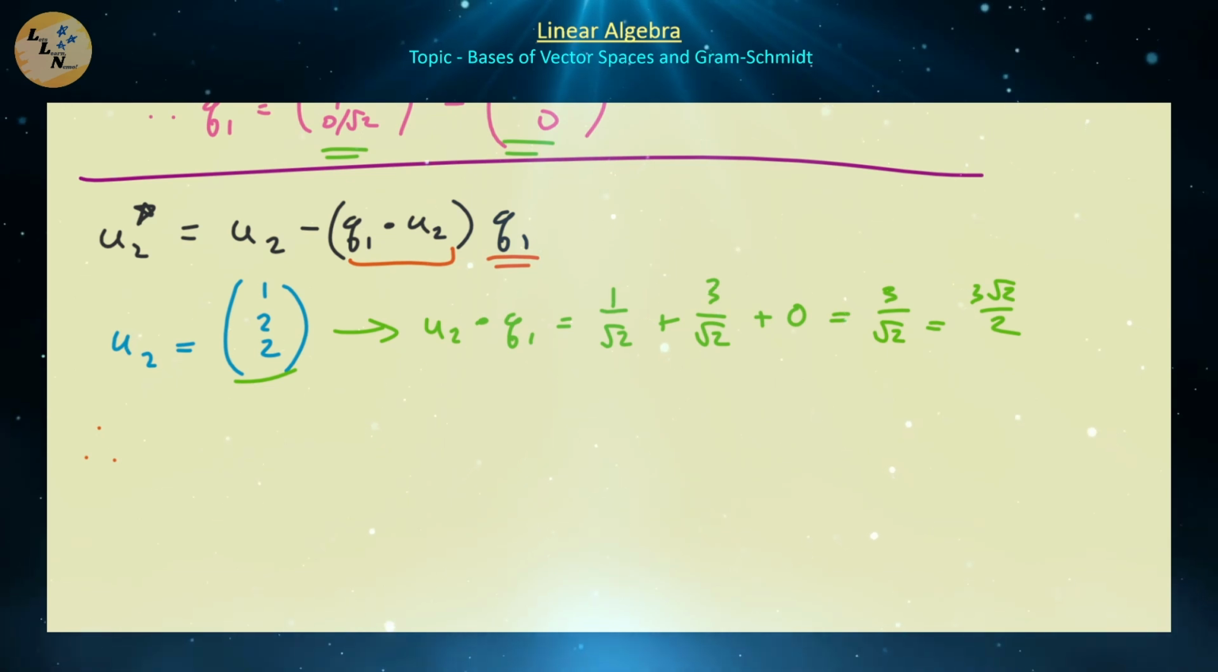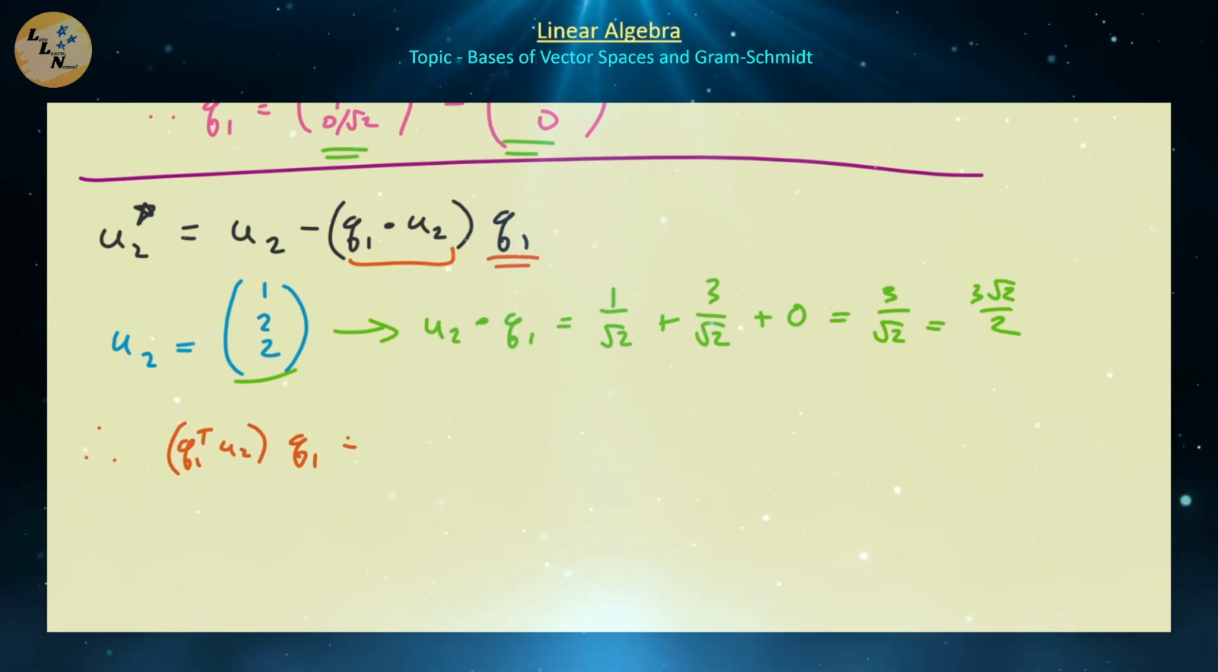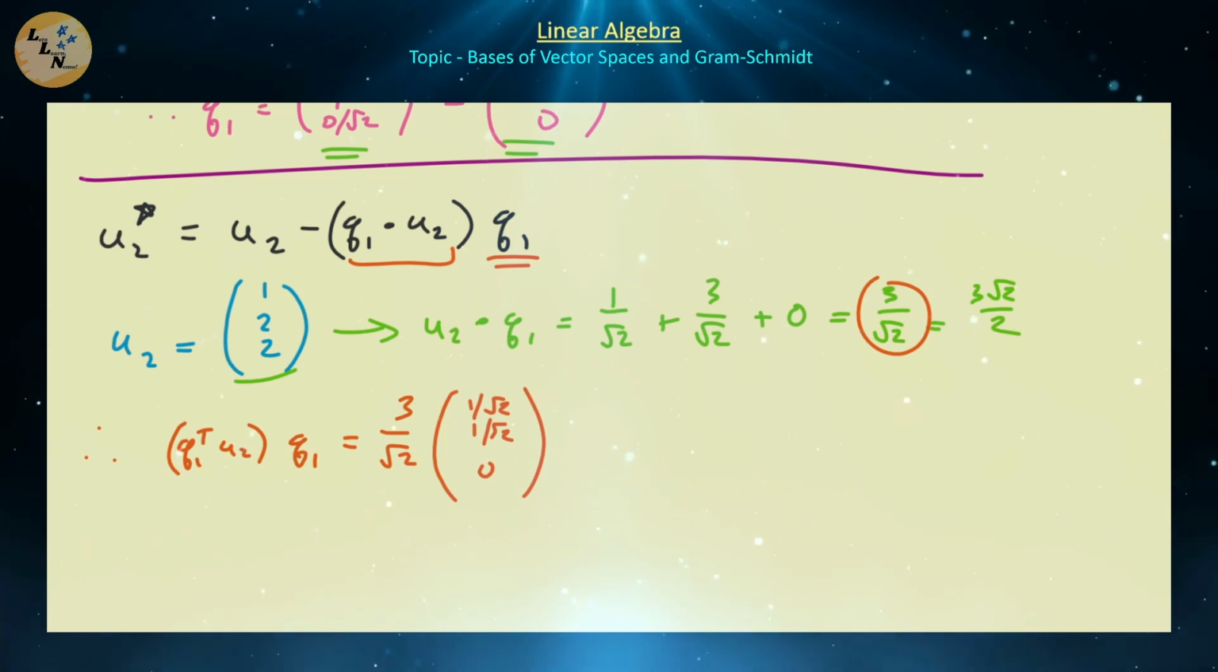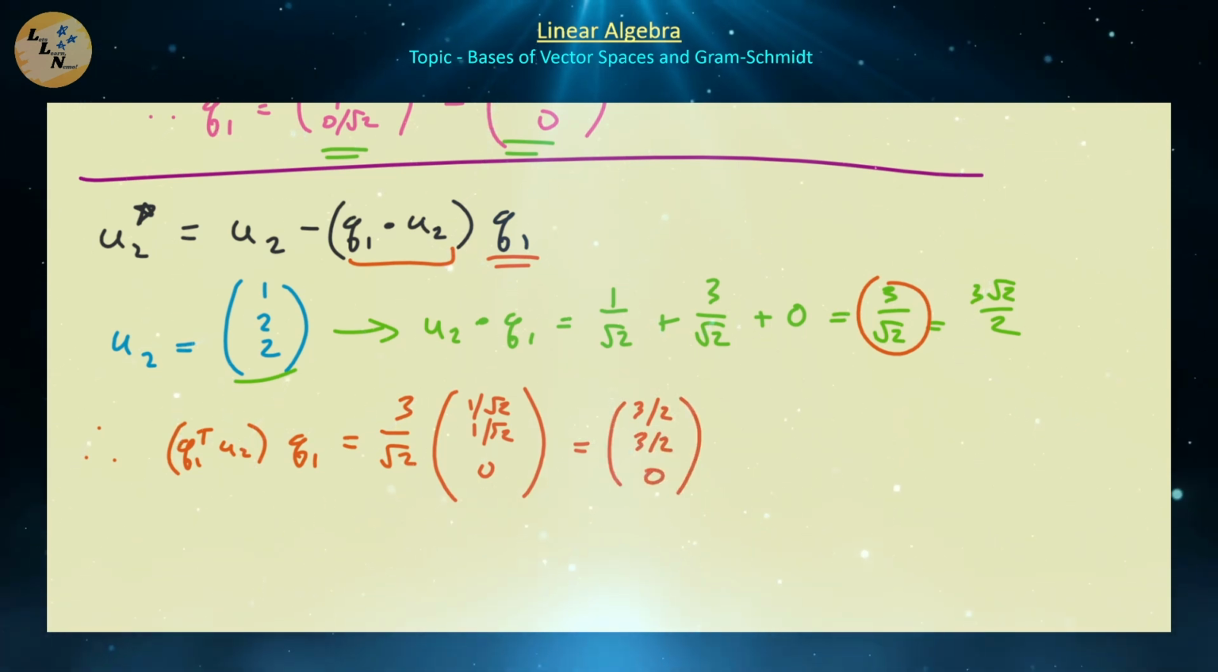So once we have that, Q1 transpose U2 times Q1 is going to be equal to, let's go with 3 over square root of 2, I think that's a little easier to work with, times Q1, which is 1 over square root of 2, 1 over square root of 2, and 0. The only reason I'm keeping my radicals on the bottom is so that those radicals cancel each other out quite nicely. And we have 3 halves, 3 halves, and 0.